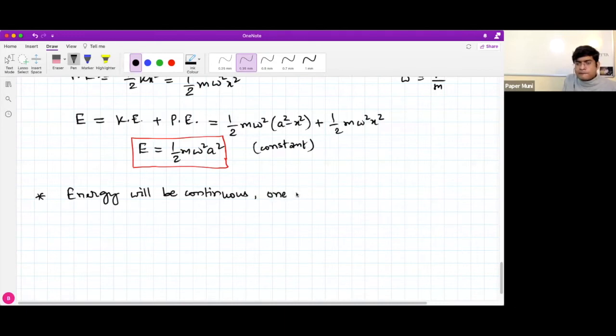One can take any value of amplitude. Okay, so you change the amplitude, keeping everything fixed. The energy will increase. You increase the amplitude, you decrease the amplitude. You can give any amplitude to the oscillator, and energy will have any corresponding value.